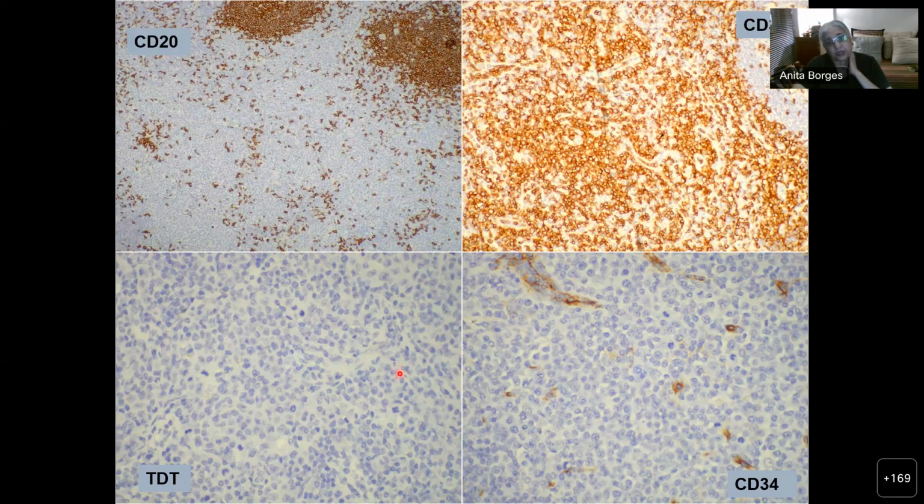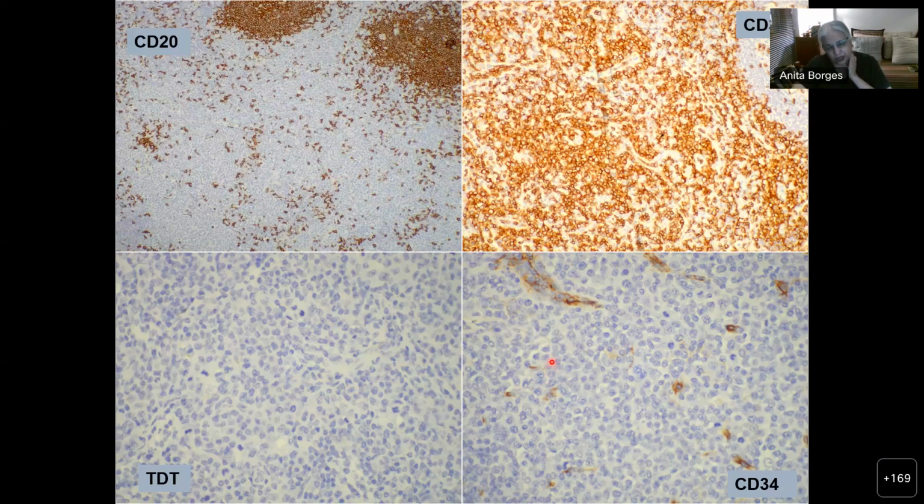And there is no TDT. Oh, maybe the TDT is not being expressed. Let us do CD1A. Let us do CD34. Okay? Nothing. No CD1A, I'm telling you. And there is no CD34. So that's very odd. Okay?